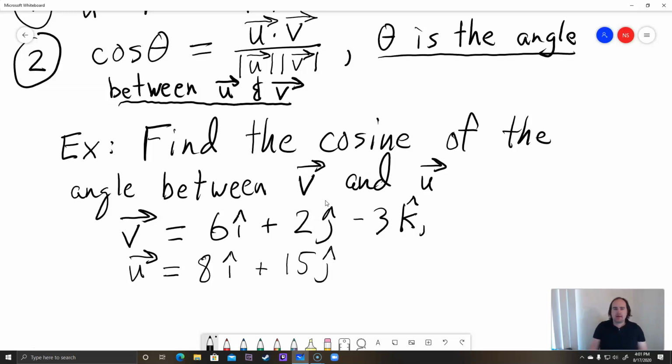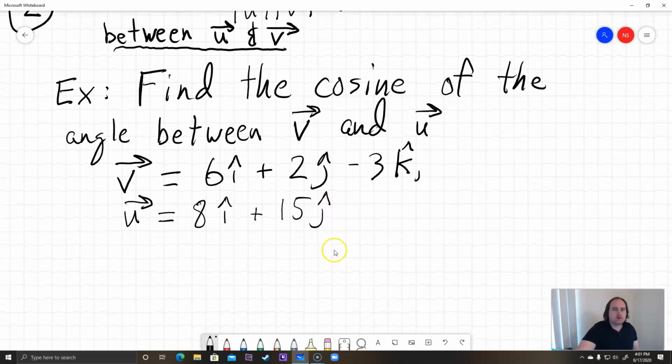So in this problem, they actually want us to find the cosine of the angle between v and u. So we're going to be able to use this new formula because notice the left side of this formula is cosine of theta, where theta is the angle between u and v. And keep in mind that the order of your dot product doesn't really matter. So u dot v is actually going to be the same as v dot u, because when you're multiplying and when you're adding, the order doesn't matter.